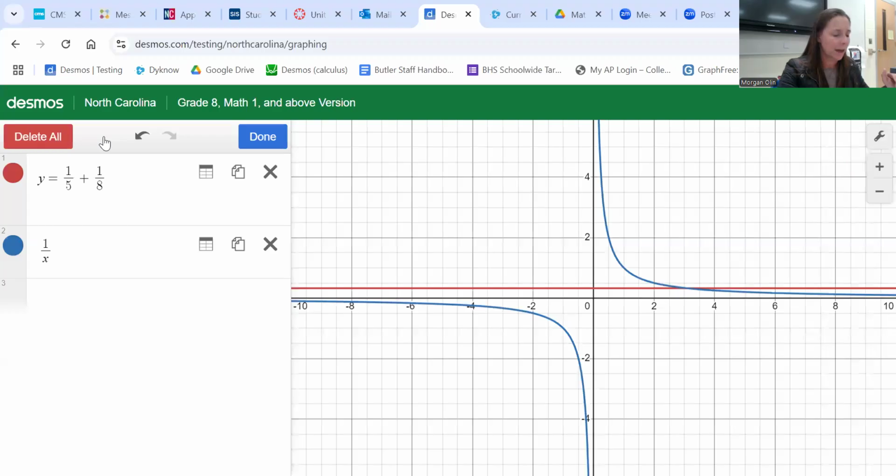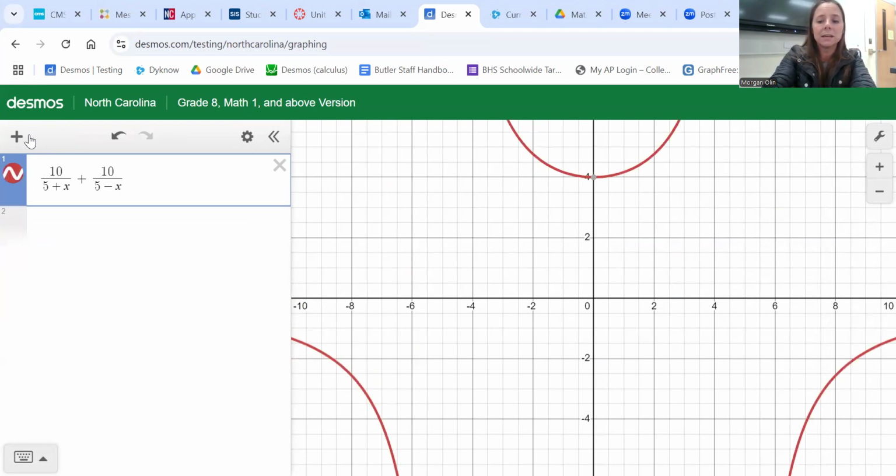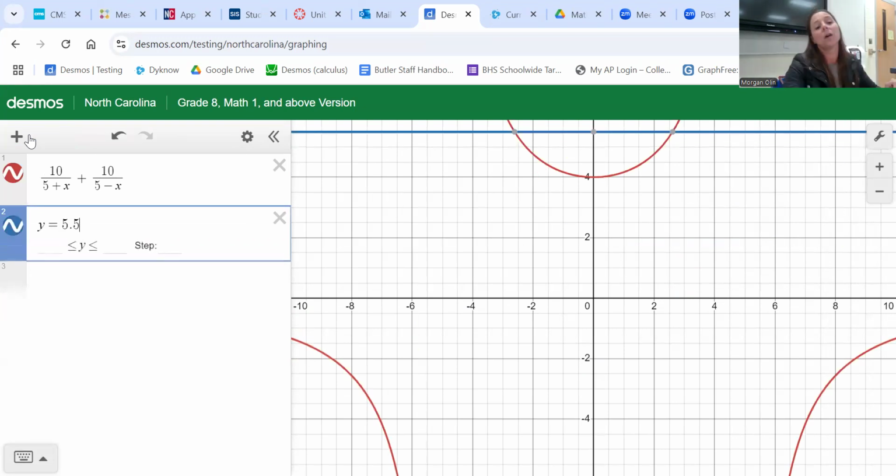All right, clear out what we had beforehand, and we'll say 10 divided by 5, instead of R I'm going to put X, plus 10 divided by, this time, 5 minus X. Because it says equals, I'm going to press enter and just put Y equals 5.5. When you don't have a variable, you've got to put Y equals for it.